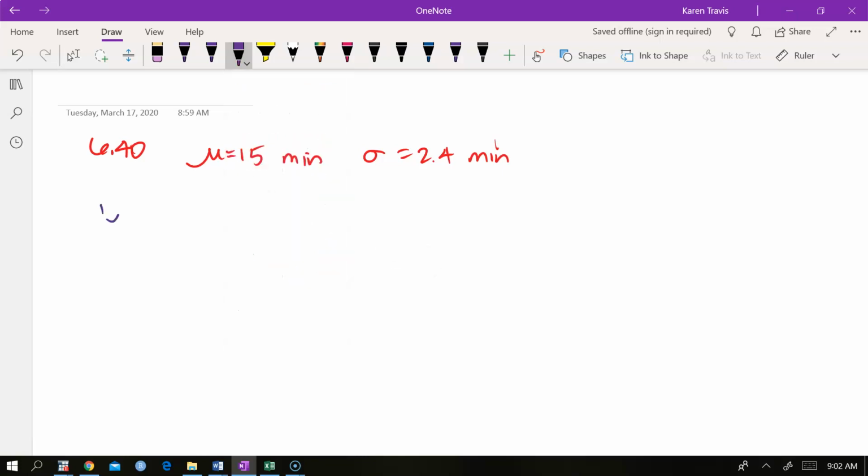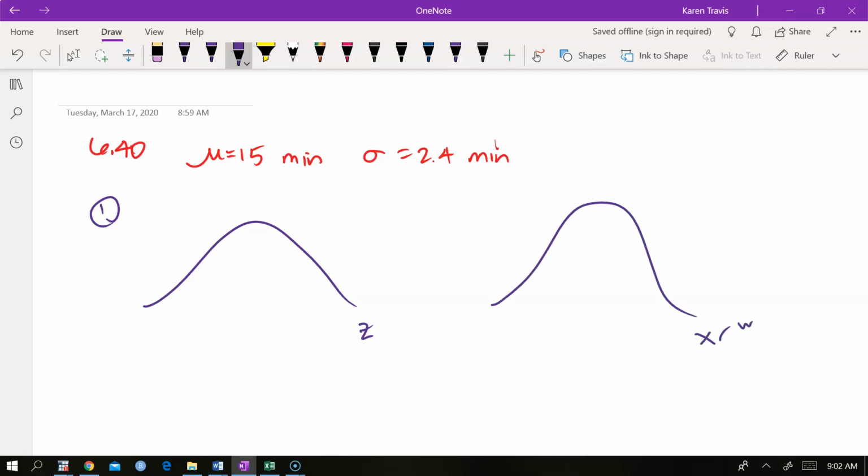Okay, so first step, I'm going to draw Z and draw X. X is wait time. We have a mean of 15 minutes and a standard deviation of 2.4. Z has a mean of 0 and a standard deviation of 1.